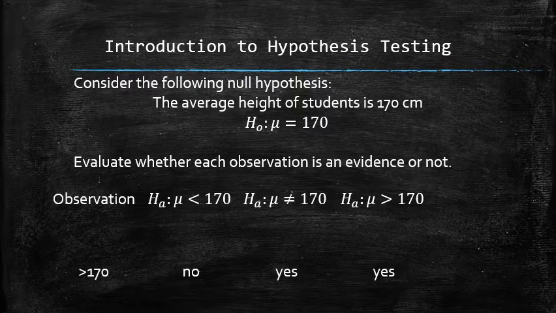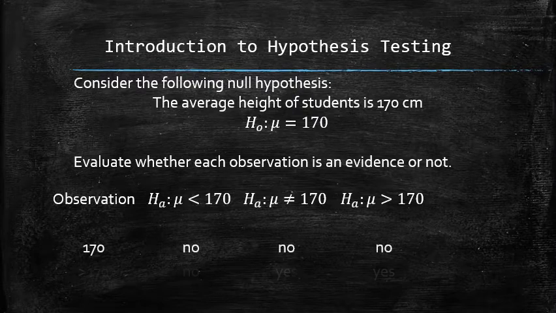Similarly, if the average height of a sample is greater than 170, then it is interpreted as evidence against the null hypothesis in two-tail, right-tail, but not the left-tail test. Finally, if the average height of a sample is exactly 170, then it cannot be interpreted as evidence against the null hypothesis as it literally confirms it.